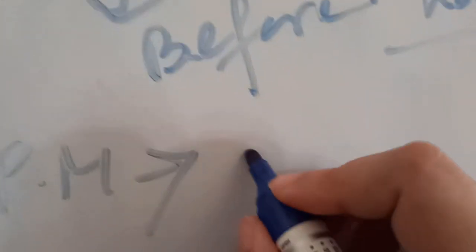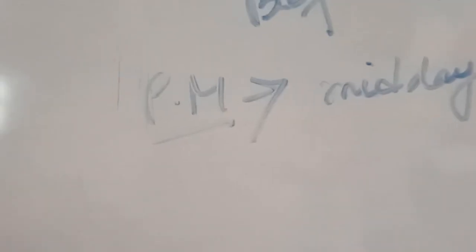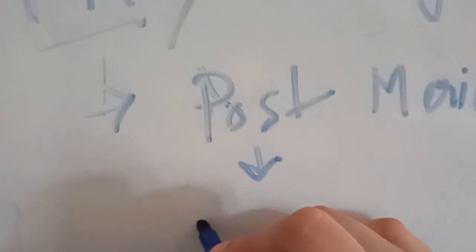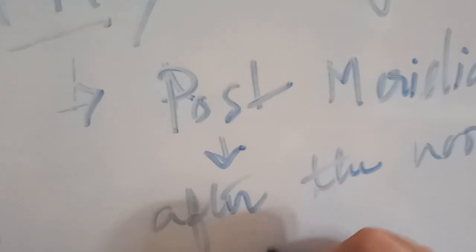Okay, and PM is actually the time between the midday to midnight. This total time structure we are calling it as the PM. What is the full form of PM? That is post meridian. Post meridian means after the noon time. Okay.